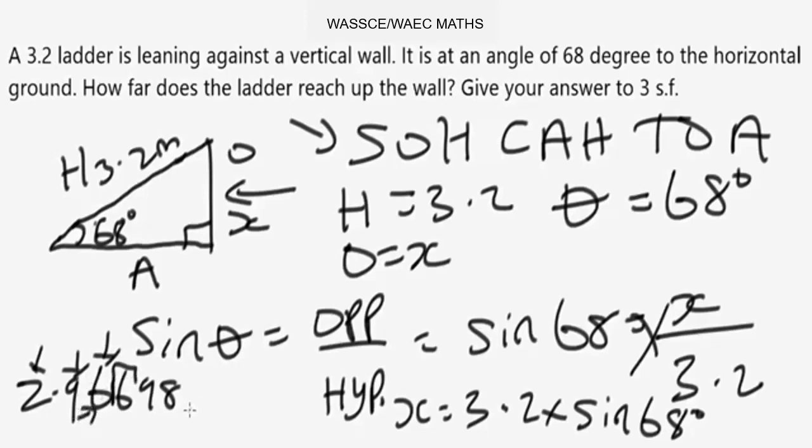So the final result will now be 2.97 meter. So this will be the answer to this question. This is 2.97 meter. So that means x here, this length, will be 2.97 meter. Okay, so it's as simple as that, guys. This is basically how I can deal with the problems involving trigonometry when applying the trig formulas.